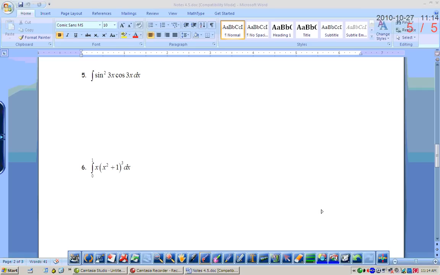Now 5 is a trig function. We did one trig function already, and we let u be the argument, but there was only one trig function involved with that. Think of this as the integral of sine 3x, the whole quantity squared, times cosine 3x dx. So do we have something in parentheses being raised to a power? Yes. So what are we going to let u be? Yeah, sine 3x.